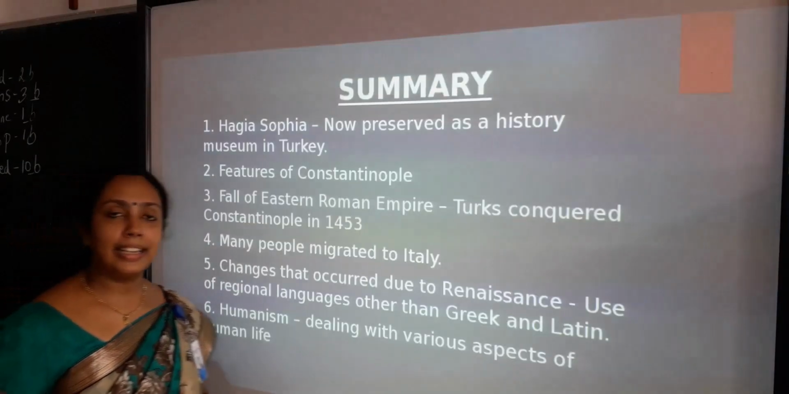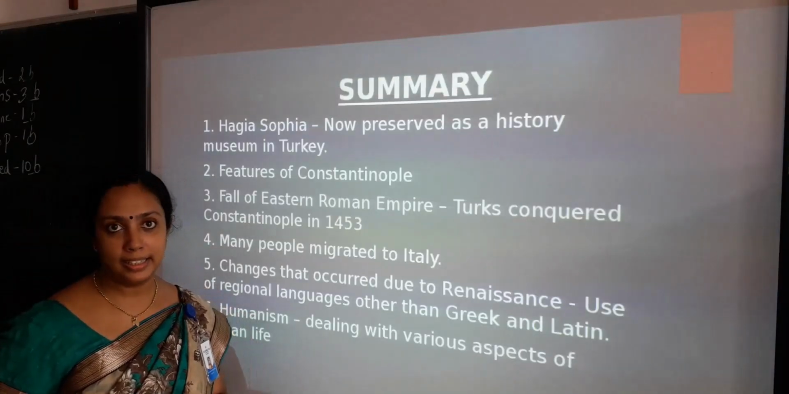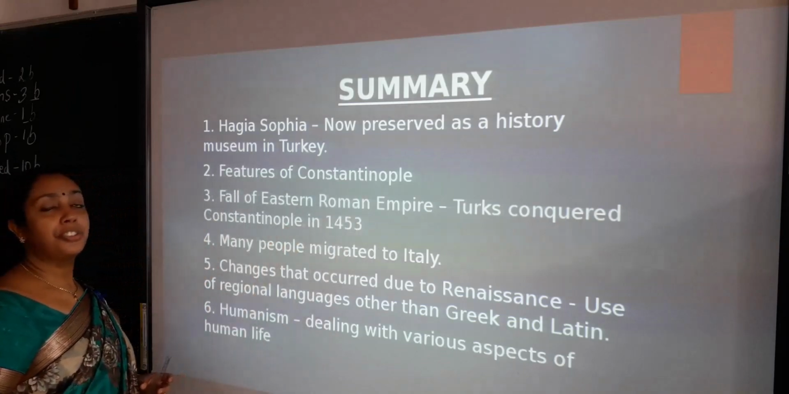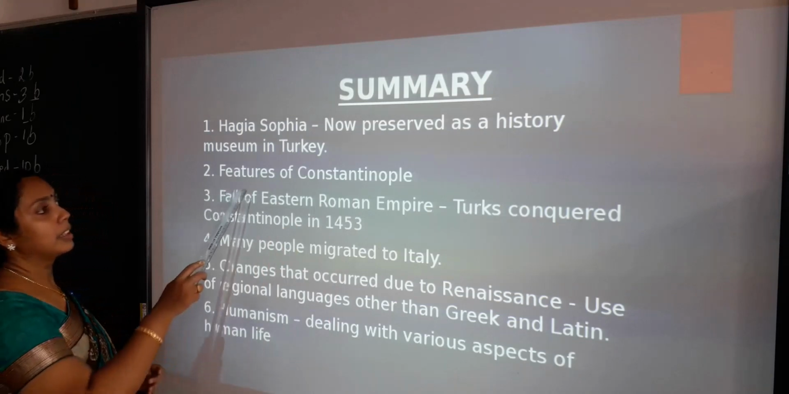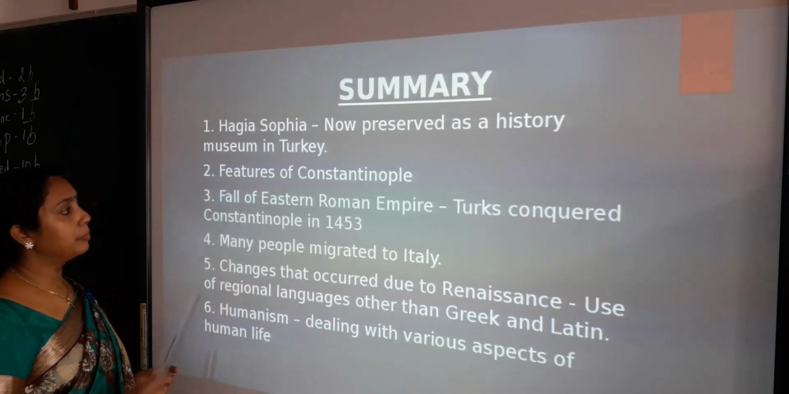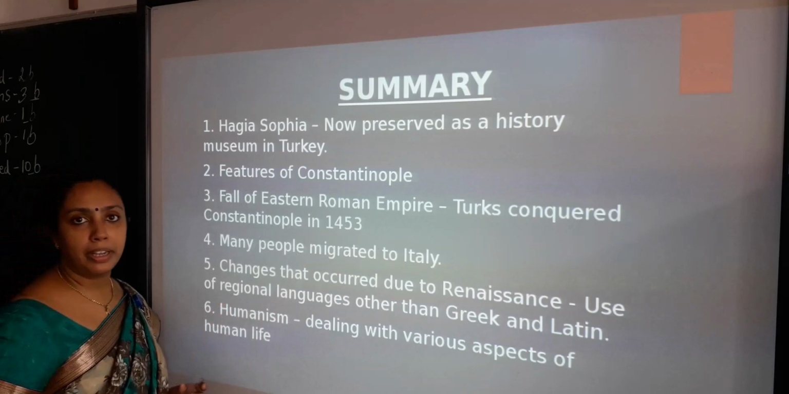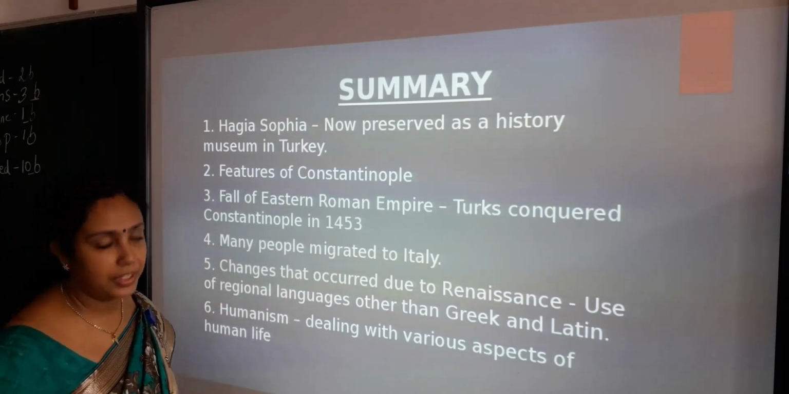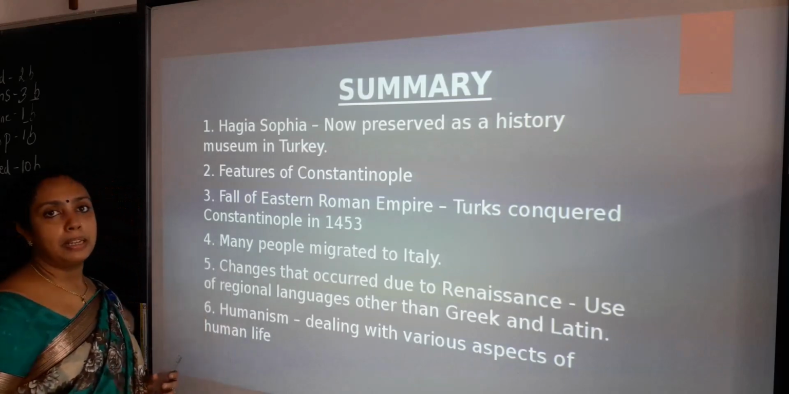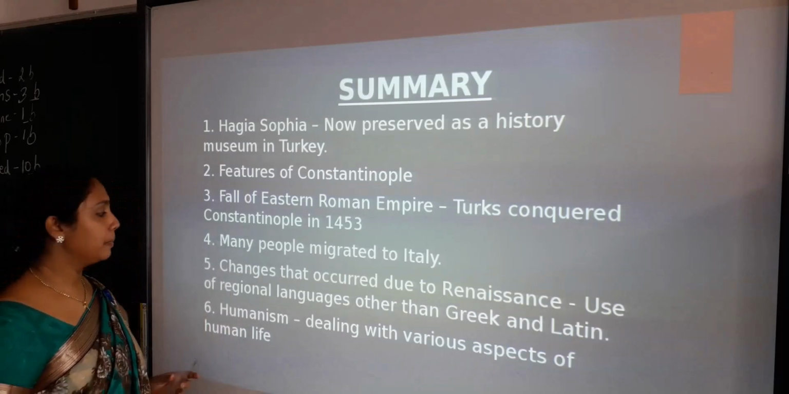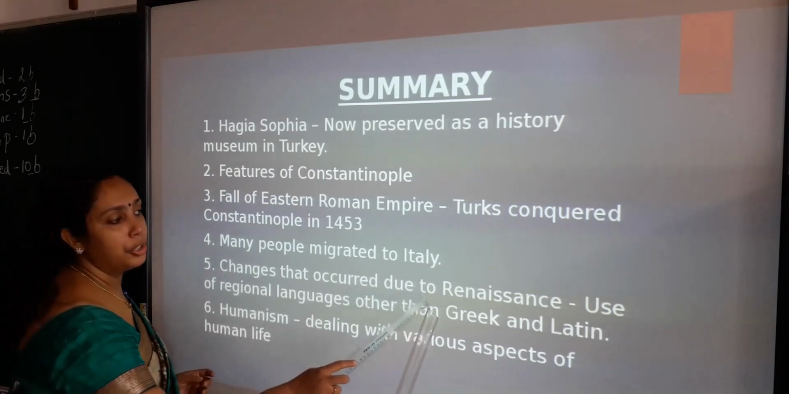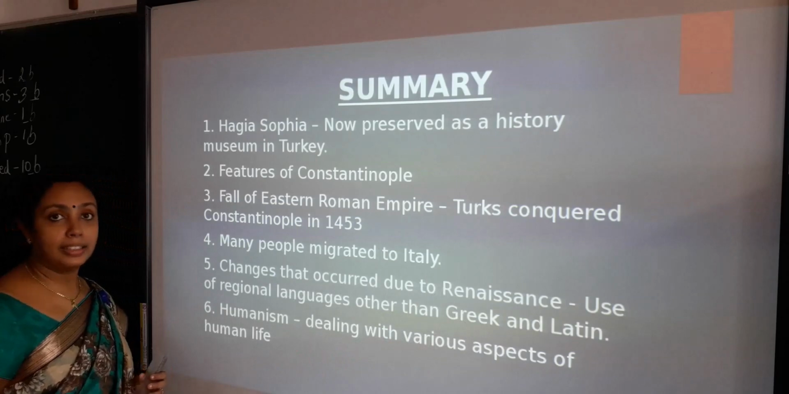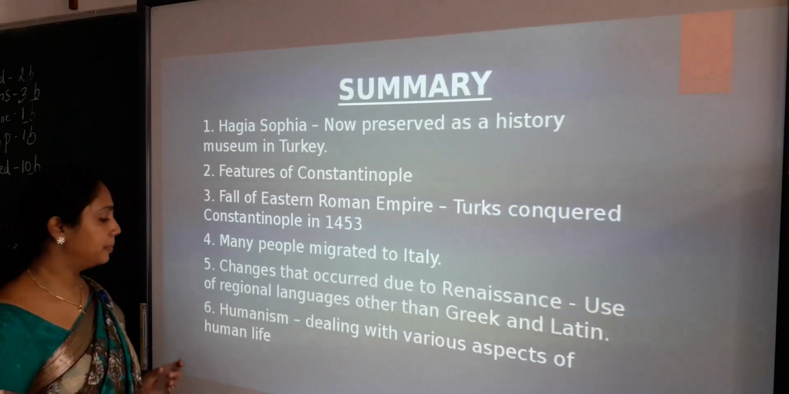So children, let us summarize what we studied till now. Hagia Sophia, now preserved as a history museum in Turkey. Features of Constantinople, the fall of the Eastern Roman Empire as Turks conquered Constantinople in 1453. Many people migrated to Italy. Changes that occurred due to Renaissance, that is, use of regional languages other than Greek and Latin.